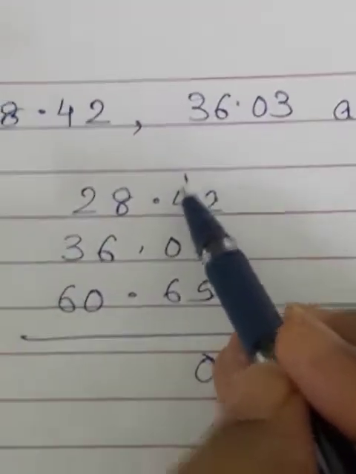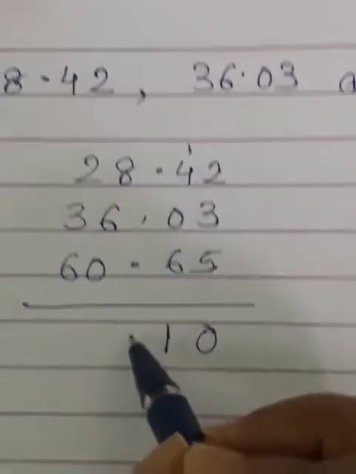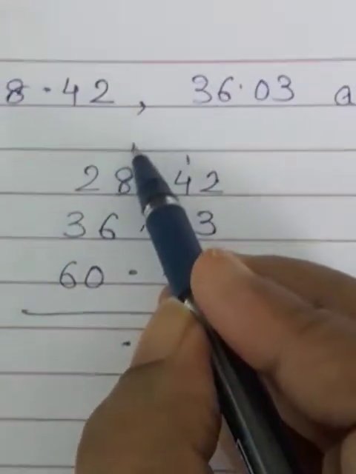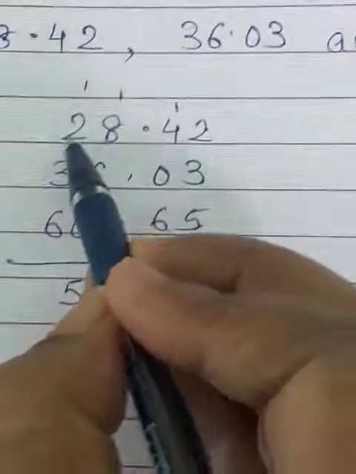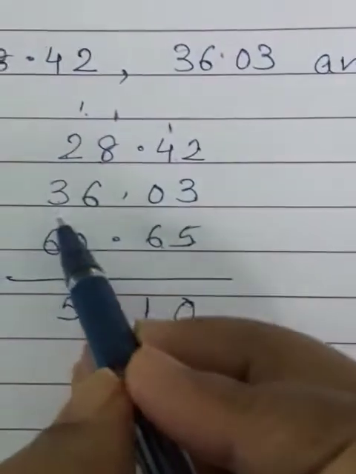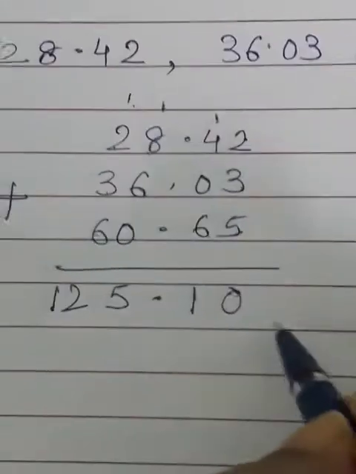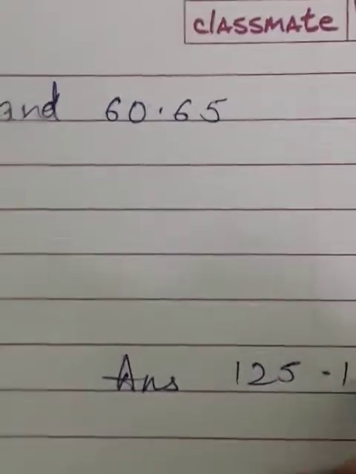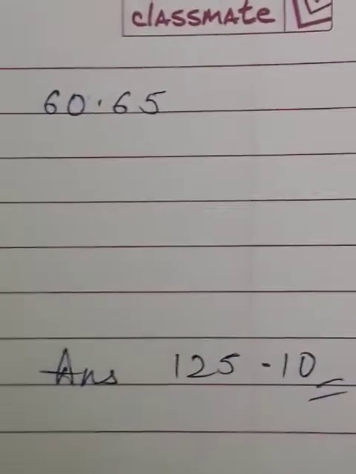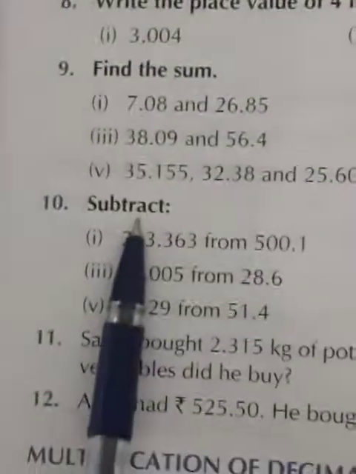4 plus 1 is 5, 5 plus 6 is 11, 1 carry. 8 plus 1 is 9, 9 plus 6 is 15, 1 carry. 2 plus 1 is 3, 3 plus 3 is 6, 6 plus 6 is 12. So this is your answer, 125.10. Next question is question number 10, subtract.